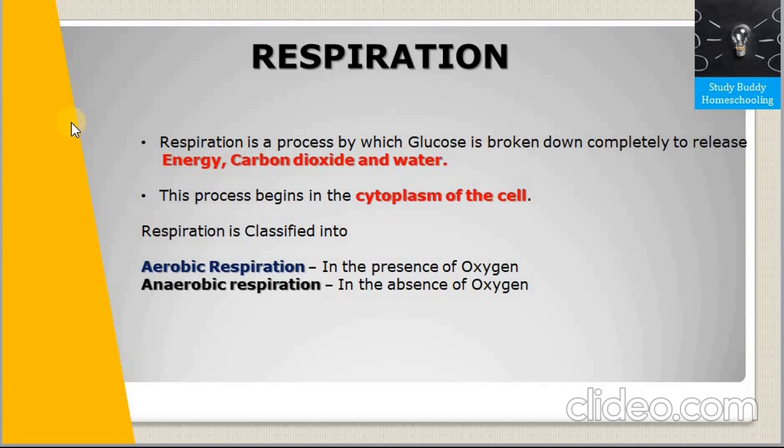In today's session, we'll be seeing CBSE Class 10, Chapter 6 Life Processes, and the topic is respiration. So what is respiration? Respiration is a process by which glucose is completely broken down to release energy, carbon dioxide and water. So this complete breakdown of glucose to release energy, water and carbon dioxide is called respiration. This process begins in the cytoplasm of the cell. Hence it is known as cellular respiration.